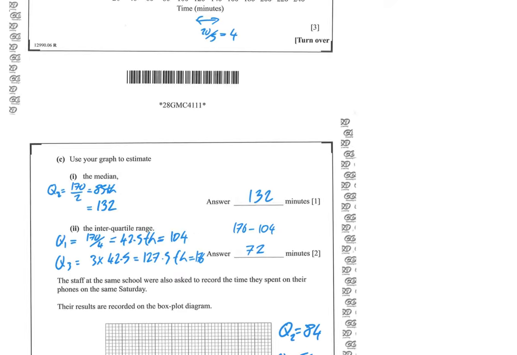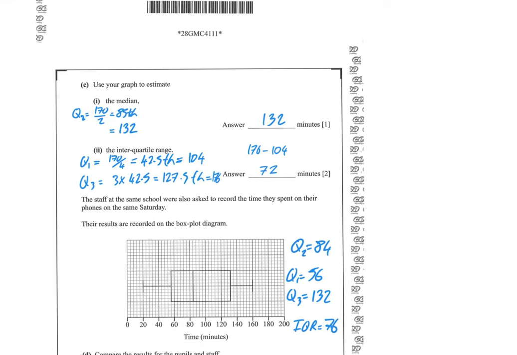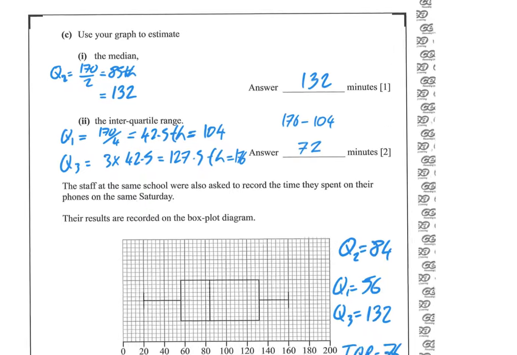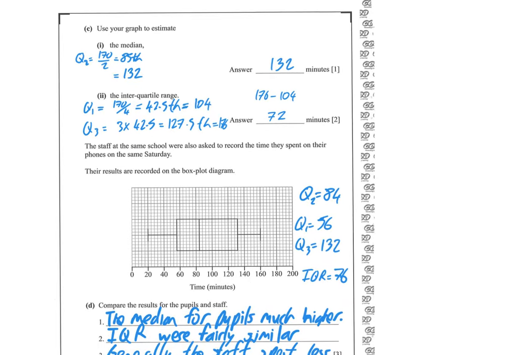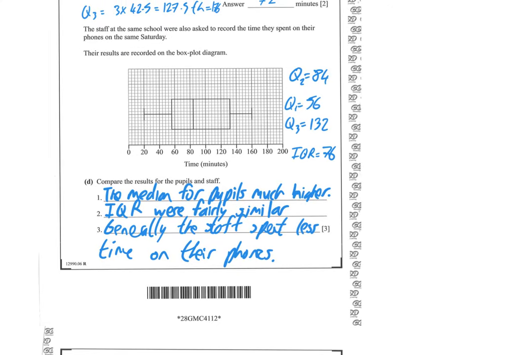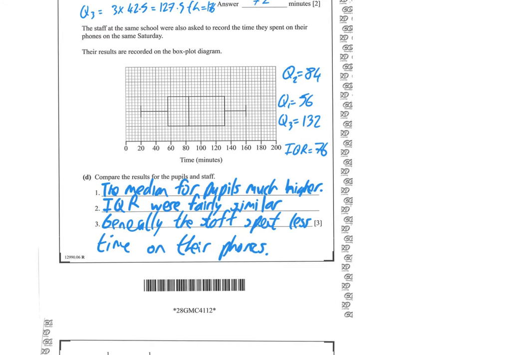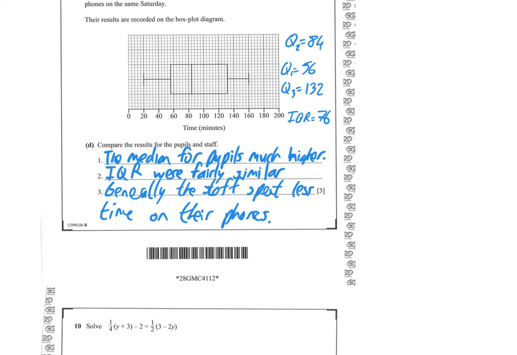so you can see as well, let's have a look at one more thing. We'll look at the lower quartile. The lower quartile for the pupils is 104, whereas the lower quartile for the staff is only 56. So the staff are well lower in the amount of time they're spending on their phone, which is good to hear.